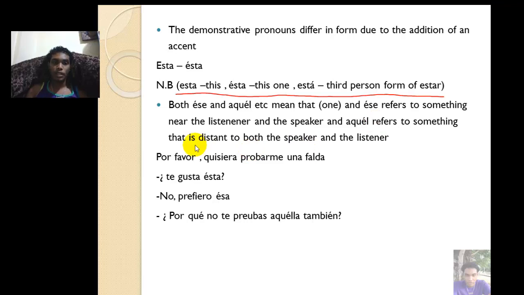So this is a little dialogue to demonstrate these. Por favor, quisiera probarme una falda. So the clerk would now say, ¿te gusta esta? Do you like this one? Then I would reply, no, prefiero esa, which would be the one over there. And then she may ask, ¿por qué no te pruebas aquella también? Why don't you try that one all the way over there? So esa would be, no, prefiero esa, the one that's right there.